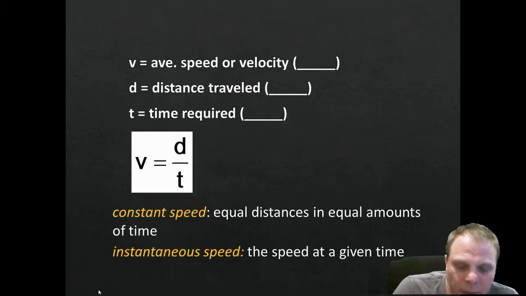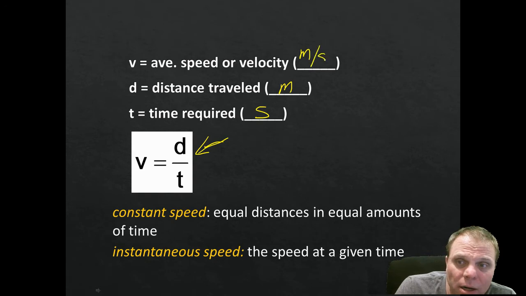So average speed or velocity, what units do we use to represent that? Well, you can see that we have distance divided by time is our formula here, right? That's our distance divided by time. Distance is traveled in meters and time is in seconds in the metric system.